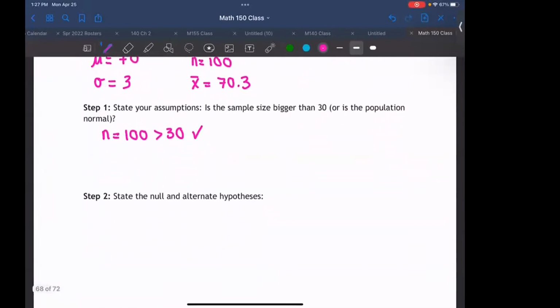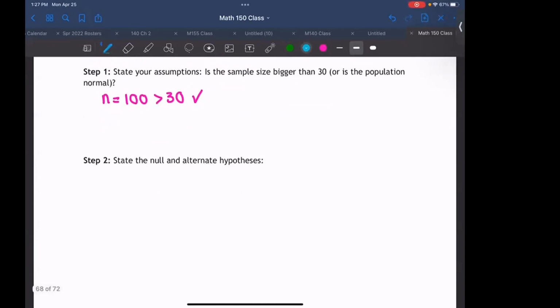All right, step 2, stating the null and alternate hypotheses. This is where things get a little bit wonky, okay? We have to go back into the question and see where these are at. Okay. Null hypothesis. Remember, H0 colon mu equals. That's always what our null hypothesis looks like. Alternate hypothesis, we'll have the same number, but it'll be a different symbol. So I'll just set that up.